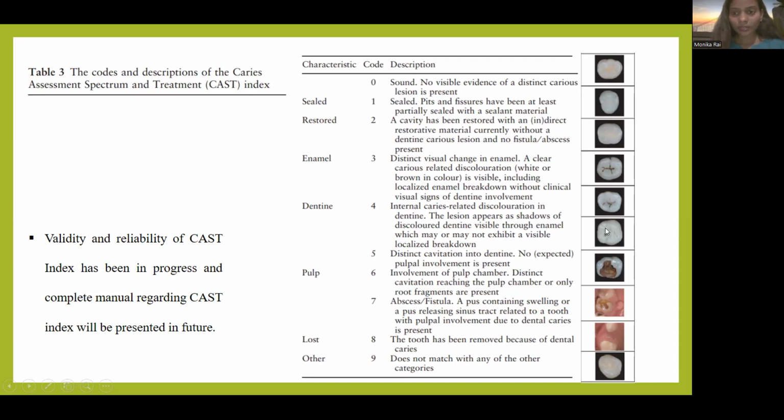Here we can see, in 5, a distinct cavity in dentine, with no expected pulpal involvement. In 6, we have involvement of the pulp chamber: distinct cavitation reaching the pulp chamber, or only tooth fragments are present. 7 is abscess or fistula: a pus-containing swelling or a pus-releasing sinus tract related to a tooth with pulpal involvement due to dental caries is present. 8 is missing or lost: the tooth has been removed due to dental caries. And 9, other, does not match any of the other categories.